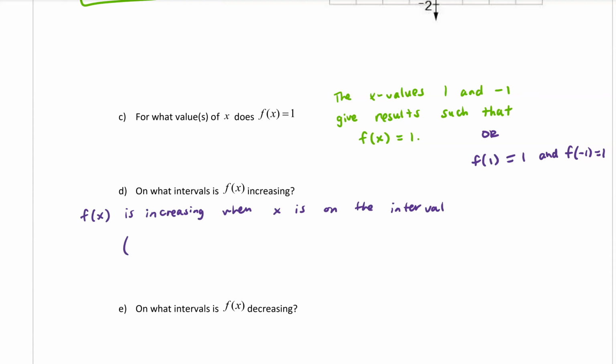And we're not going to include the endpoints since they're not technically increasing there. So the function is increasing when x is on the interval 0, 1. So basically when x is between 0 and 1. Also when x is greater than 2. So basically between 2 and infinity, since there is that arrow on the right-hand side of the graph that indicates that it's going to go forever in the right direction.